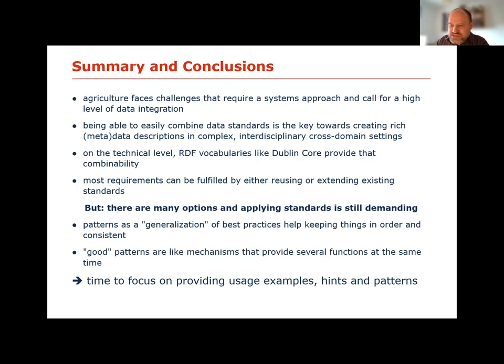Nevertheless, usage is still a demand to developers of applications. So I think it's time to focus on providing usage examples, hints, and patterns. And with that final pledge, I will finish.